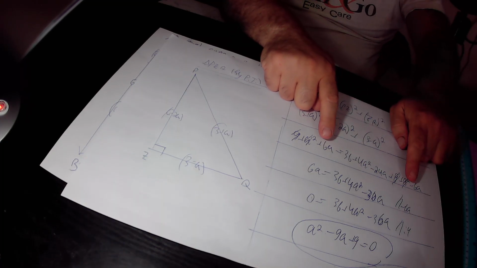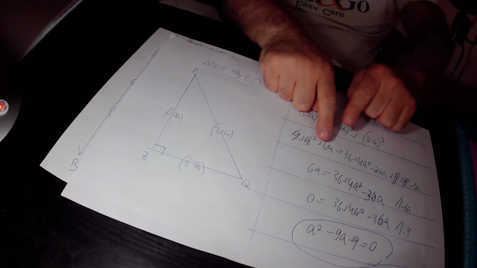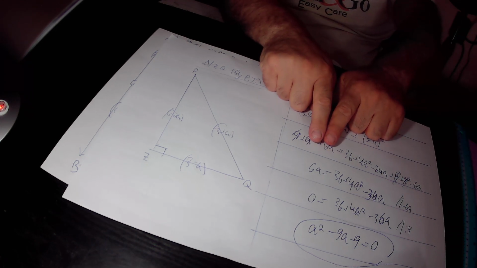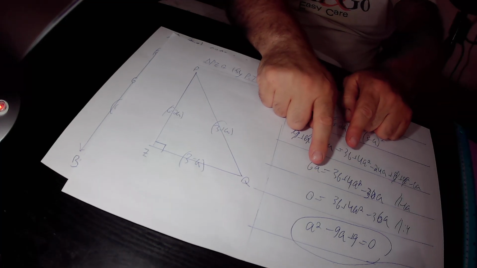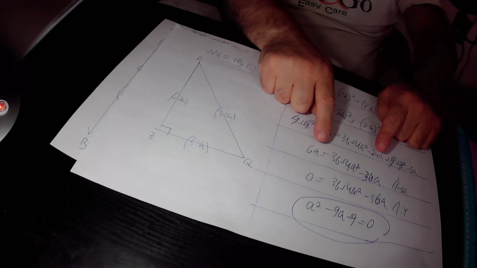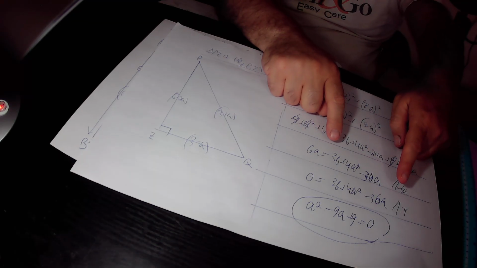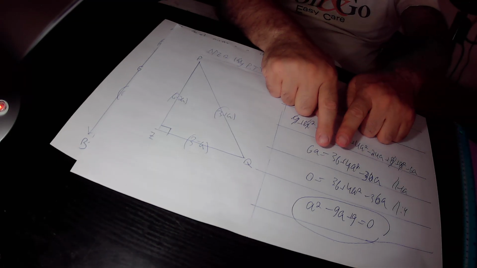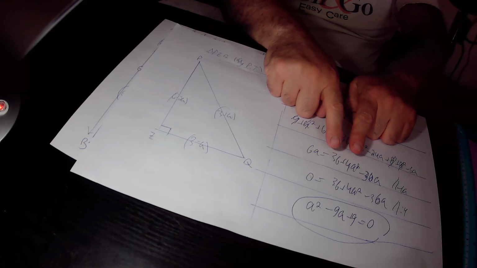Here we subtracted 6A from the equation and found that after subtracting 6A, we are left with nothing, that is to say 0. On the other side of the equation, we have 36 plus 4A squared, and minus 36 minus 6A is minus 36A. So in conclusion, 0 equals 36 plus 4A squared minus 36A.